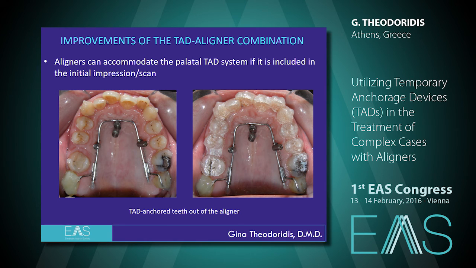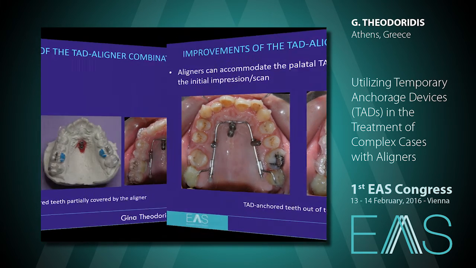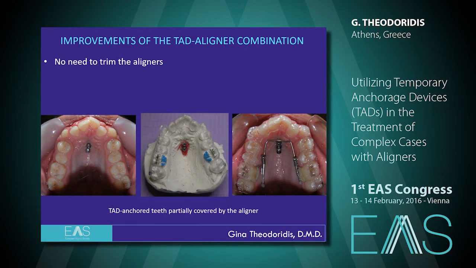This is another case, you can see in the middle photo of the cast. The blue part is where we have to trim the aligner, and we have to do this to every aligner. So it would be a much easier scenario not having to do this and to have everything included in the aligners. And of course, another important task that we have to work on is how to pace the distalization of the TADs with the distalization of the aligners so we can avoid fitting issues.